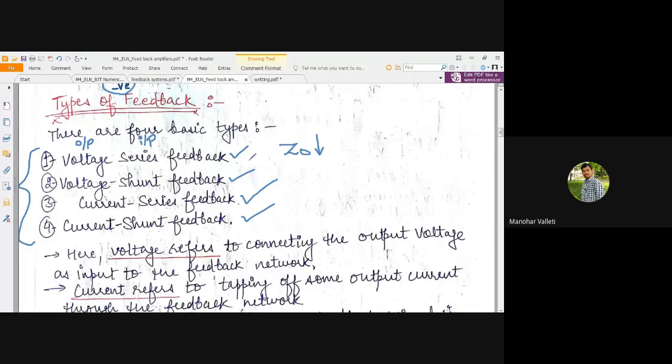And series mixing, because of series, it will affect the input impedance, right? Series mixing increases the input impedance. So remember this, and the rest of the feedback systems you will automatically be able to write. Please don't confuse; properly remember how the output impedance and input impedance vary for voltage series feedback. The rest will automatically come.